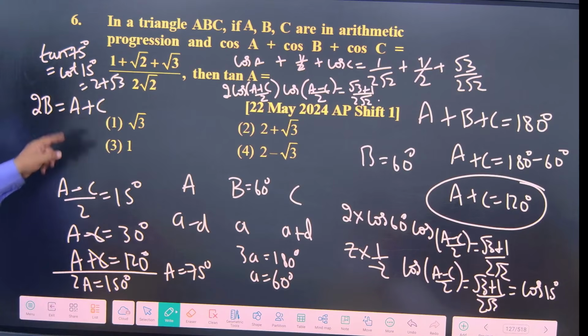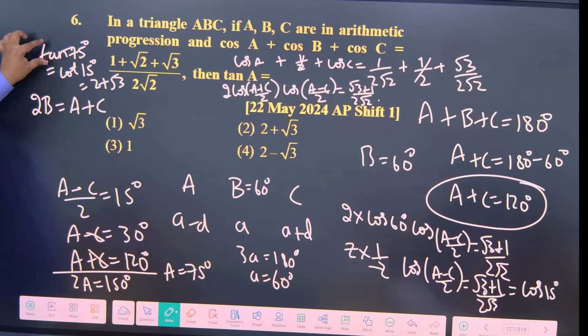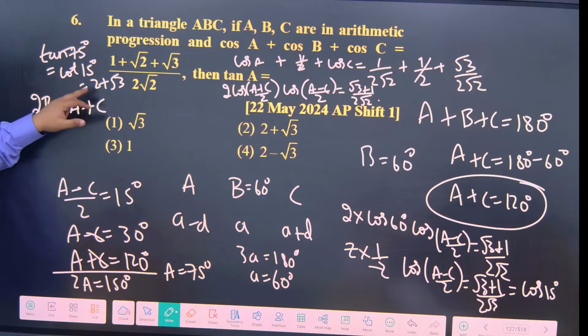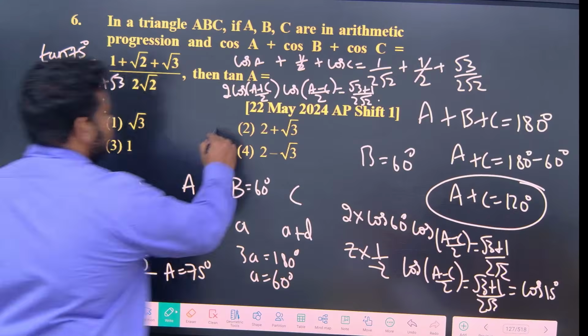When I told sin 15, I told tan 15, cot 15. So tan A is what? You got 75. Tan 75, I don't know the value, so I can write it as cot 15. Tan (90 minus theta) is cot theta. So cot 15 value is 2 plus root 3. What is the answer? Option 2.